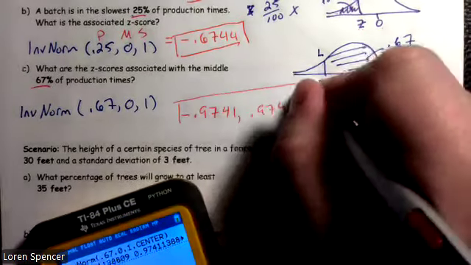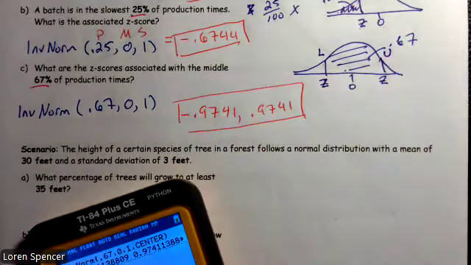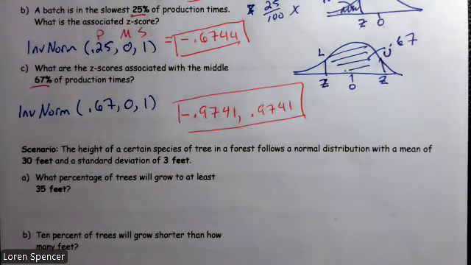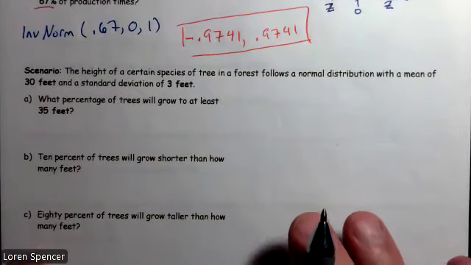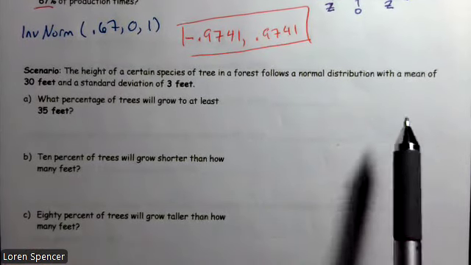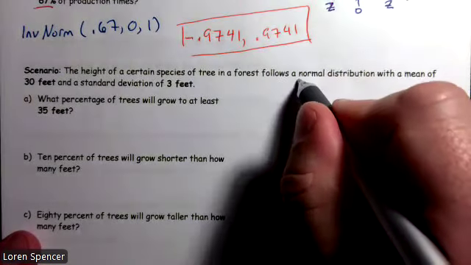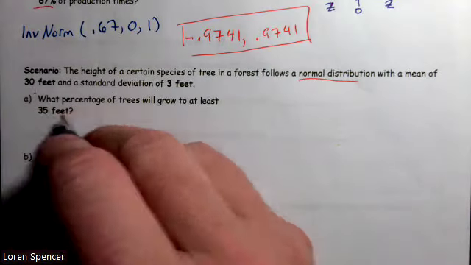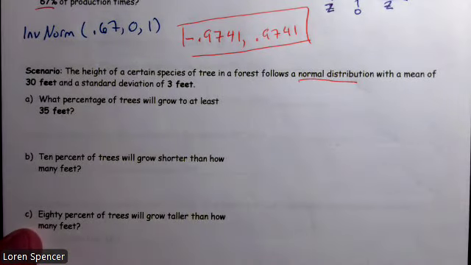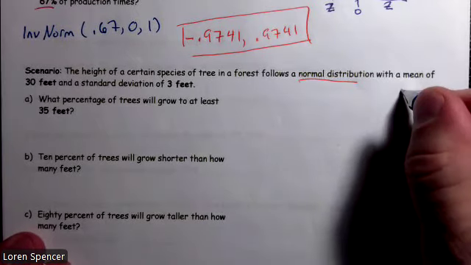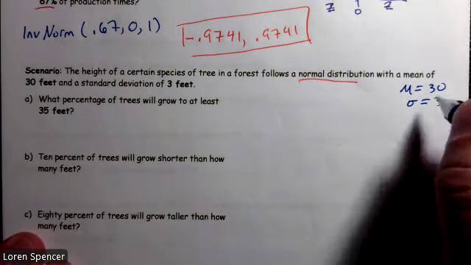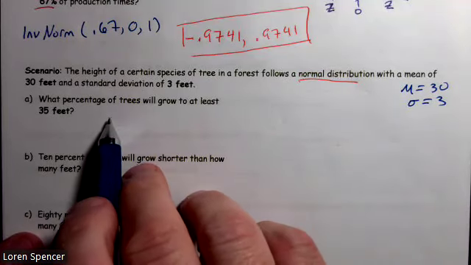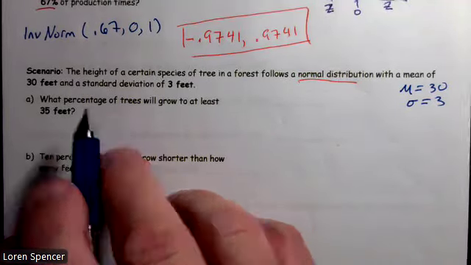All right. There's our values. Z-scores don't have any units, so we don't have to write them down. All right. The height of a certain species of tree in a forest follows a normal distribution with a mean of 30 and a standard deviation of 3. So they're telling us mu equals 30, standard deviation is 3. What percentage of trees will grow to at least 35 feet?